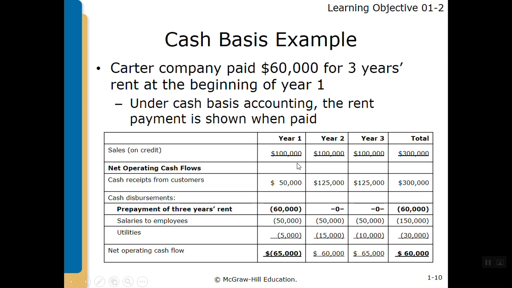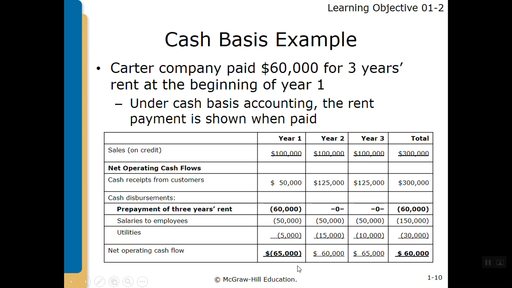So we've got sales on credit up here, which really has no relevance, no reporting in cash basis of accounting. Down here we have cash received from customers, so that's what we're going to think of as what we've earned. So in year 1 we've got a $50,000 cash receipt, and then we've got some cash payments. The prepayment of 3 years rent, that's when the cash went out, so that's when we recognize that expense. In year 2 and year 3, there are no cash expenses for rent, so we're not going to report rent. So it really makes it look like we had no rent expense for year 2 and year 3, and really we did. We just actually paid the cash in year 1.